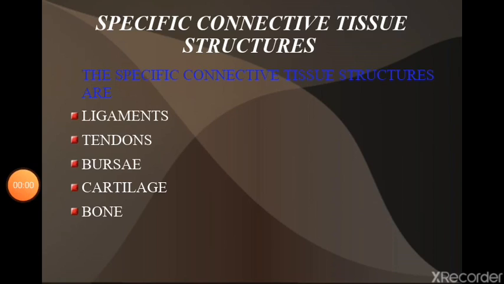As we have already seen, connective tissue comprises cells and extracellular matrix. Now let's move on to specific connective tissue structures. They are ligaments, tendons, bursa, cartilage, bone.